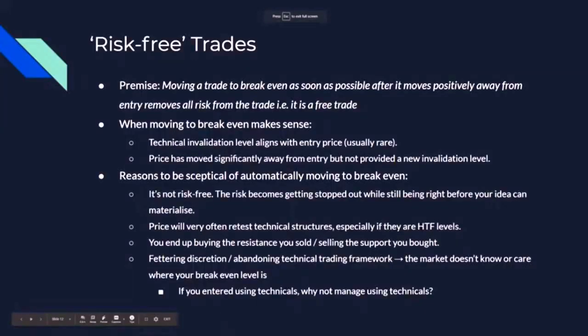And finally, a slightly separate point is you're fettering your discretion and abandoning your technical trading framework if you just automatically move to break even without having a technical basis for doing so. Okay? As mentioned, it's not automatically the case. Sometimes if your entry is really good, it will align. But in many cases, it's just a coping mechanism. The market doesn't know or care where your break-even level is. You have the technicals to guide you for your trade identification, for your trade entry, all of those things, where you look to take profit. So why is it suddenly that when it comes to trade management and your stop placement, the technicals go out the window to make you feel good? And indeed, as mentioned in the previous example, you end up doing the opposite of your technicals. By moving your stop to break even, you end up buying the resistance that you were selling at first. Just worth being cognizant of.